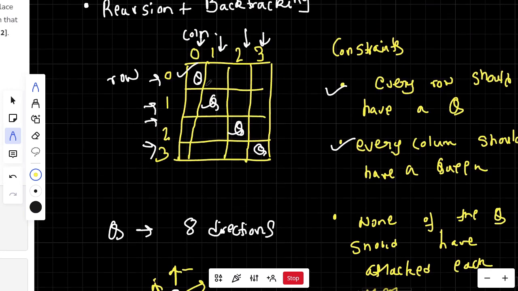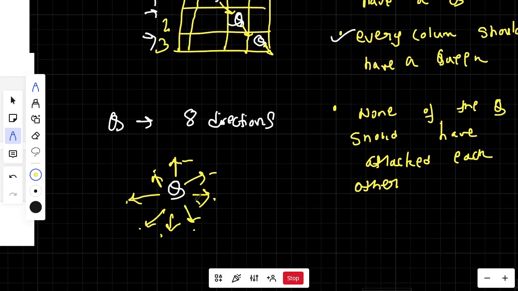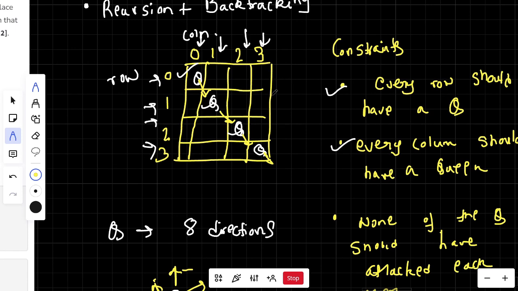So what is this direction? This is this direction, this is this direction. To my bottom right diagonal, which is this direction, the queen is attacking. Therefore, this particular arrangement of the queens is not possible. I cannot return the answer of this particular arrangement.